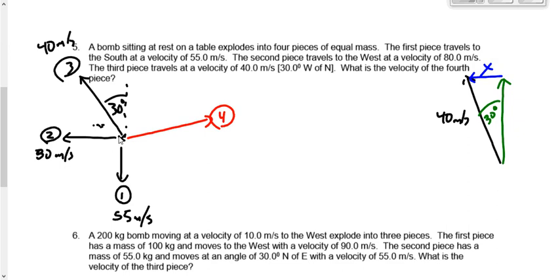Right? But that's because most times our angle is measured from the X-axis. So here we're going to say sine 30 degrees is equal to opposite over hypotenuse. So the X component, or the opposite, is 20. And the Y component is going to be found by using cosine. And the Y component ends up being equal to 34.641.